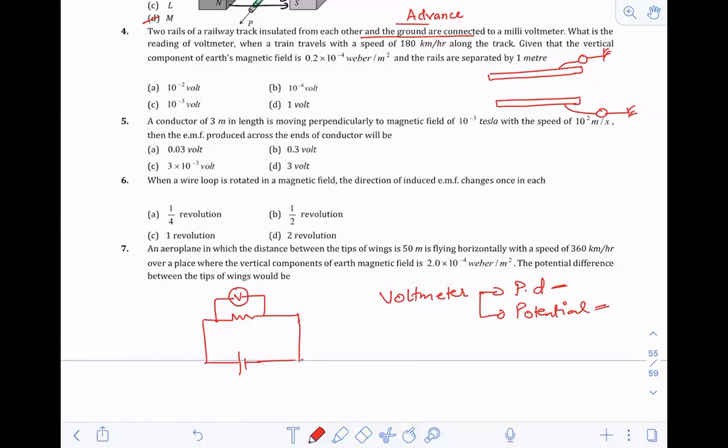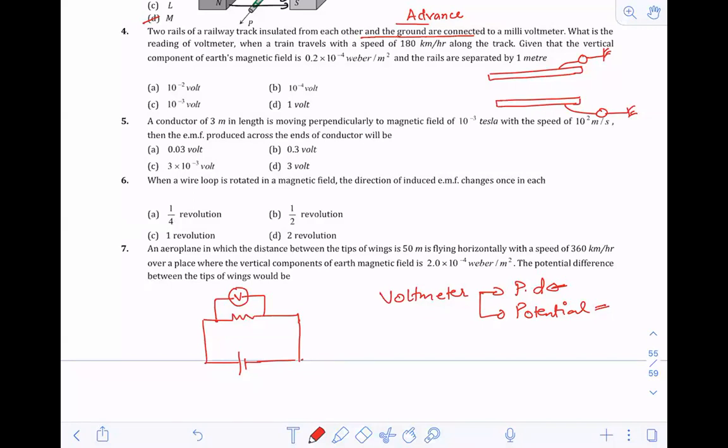Does a voltmeter give you potential difference or potential? It gives you potential difference. It does not give you potential. Understood? It gives you potential difference, not potential. There is one student who is answering like that. Okay, so it gives potential difference, not potential.